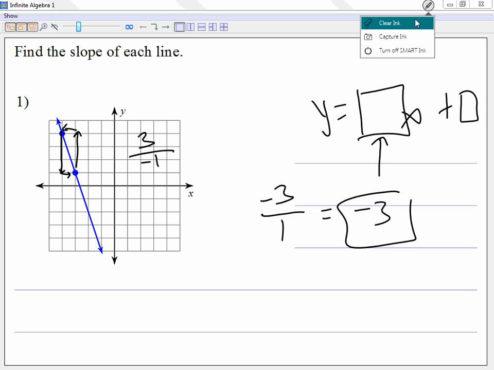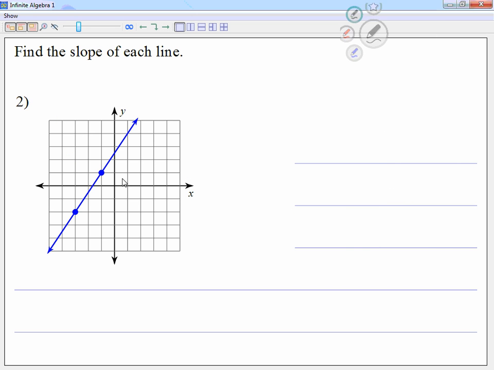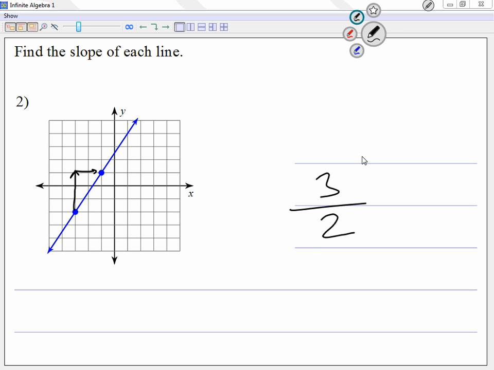So having that said, let's take a look at question number 2. I'm going to start at this point just to pick a point. I'm going to go up 3. I'm going to put positive 3. Then it seems like I traveled 2 to the right, so it's going to be positive 2 at the bottom. Simplify your fraction as much as you can. That one's already simple, so just 3 over 2. That's it. That's slope. Remember, slope is how to move.